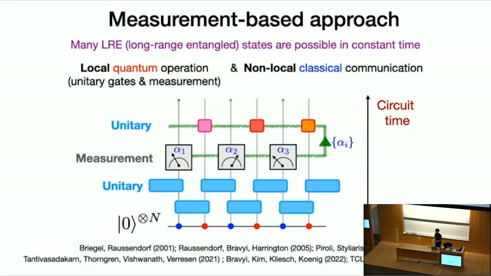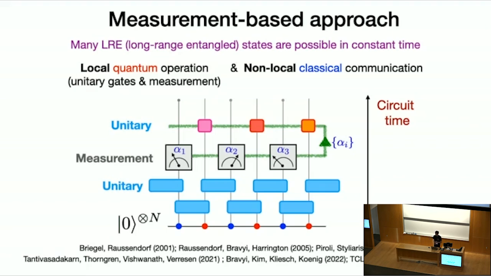Here's the basic idea. Imagine you start from some product state of qubits. You apply a few layers of unitary gates, and then you select some qubits and do the mid-circuit measurement. For the future unitary gates, the local choice of the unitary depends non-locally on the entire measurement outcome you have, which requires non-local communication of the classical data. So it is a hybrid approach: locally quantum, but non-local classically.